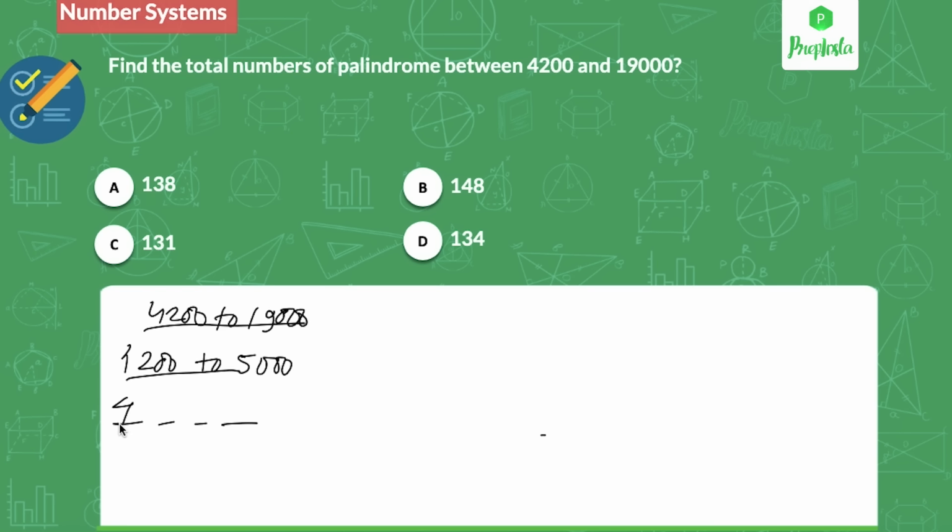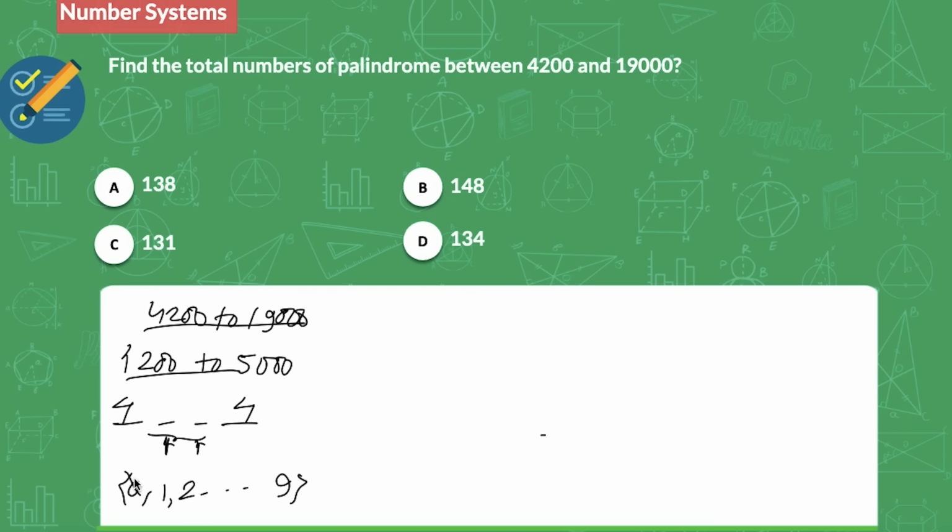If this position is a 4, this should also be a 4 on a definite basis for the number to be a palindrome. Then these two middle numbers should also be the same. Whatever number we are writing here, we have to write the same number here. So what are the possibilities? It can be from 0, 1, 2, so on till 9. But the number should start from 4200.